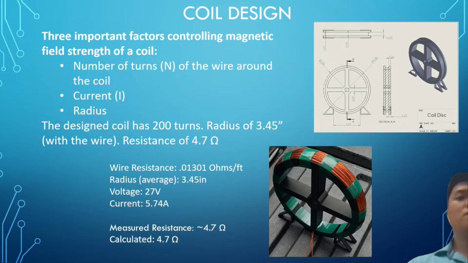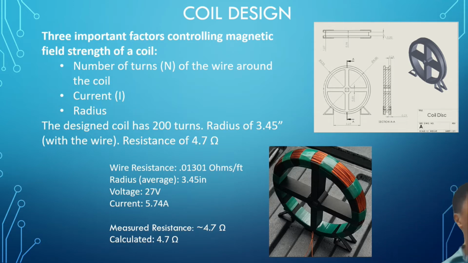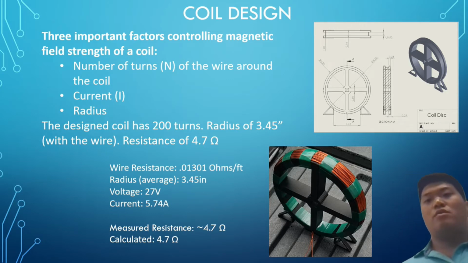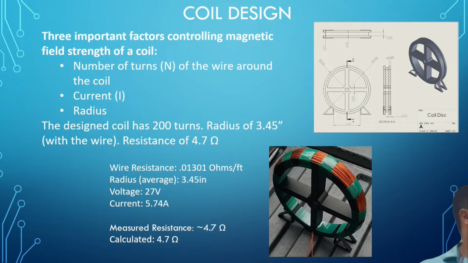So my first stage was designing the coil, and there are three important factors controlling the magnetic field strength of a coil. They are the number of turns of the wire around the coil, the current, and the radius of the loop. So my design coil has 200 turns and a radius of 3.45 inches and a total resistance of 4.7 ohms. And using the resistance and supplying 27 volts, my current value came out to be 5.7 amps.